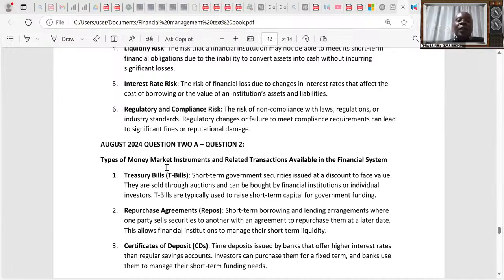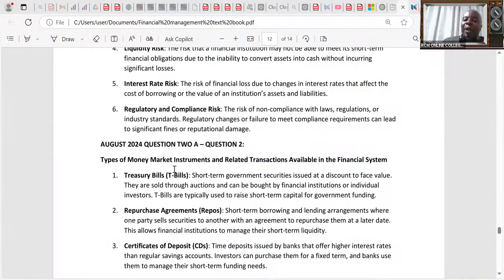Now, ladies and gentlemen, let's come back to this question. Here they wanted us to give them types of money market instruments and related transactions available in the financial system. So whenever, for example, banks have some surplus monies that they can lend to companies or governments out there, say for 2 weeks, less than a year, what are some of the investment vehicles that are available to them?